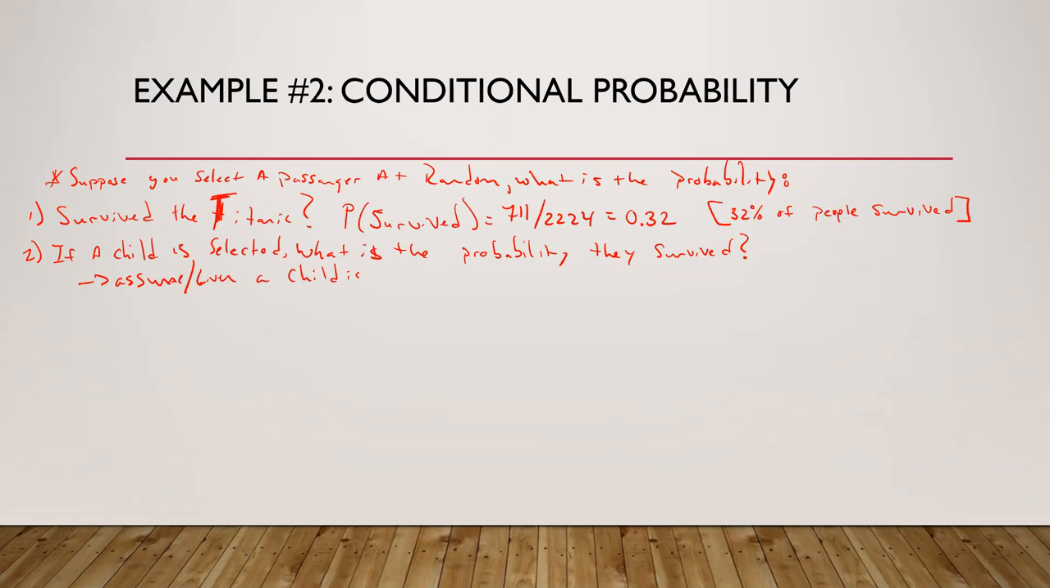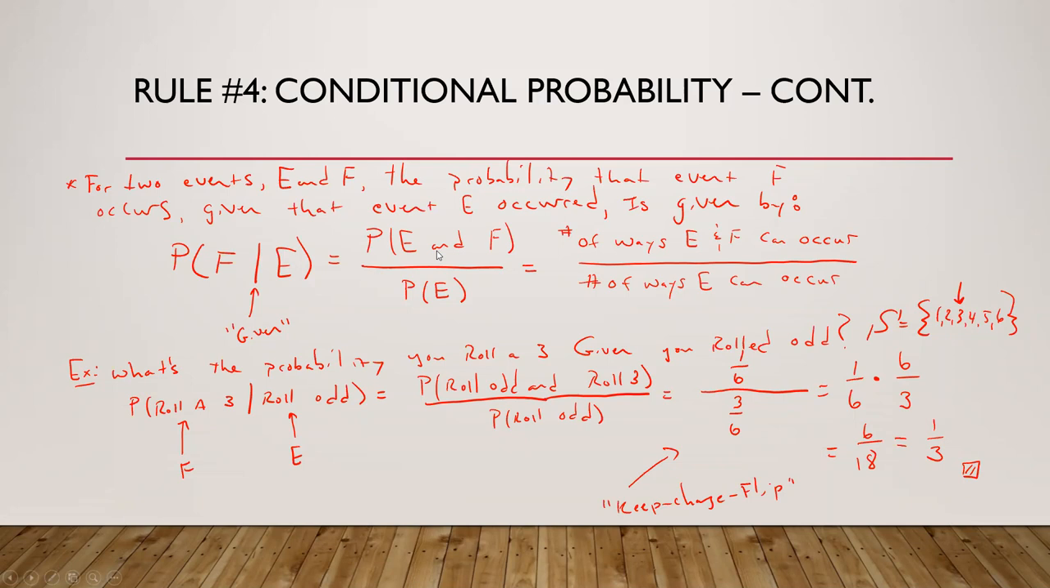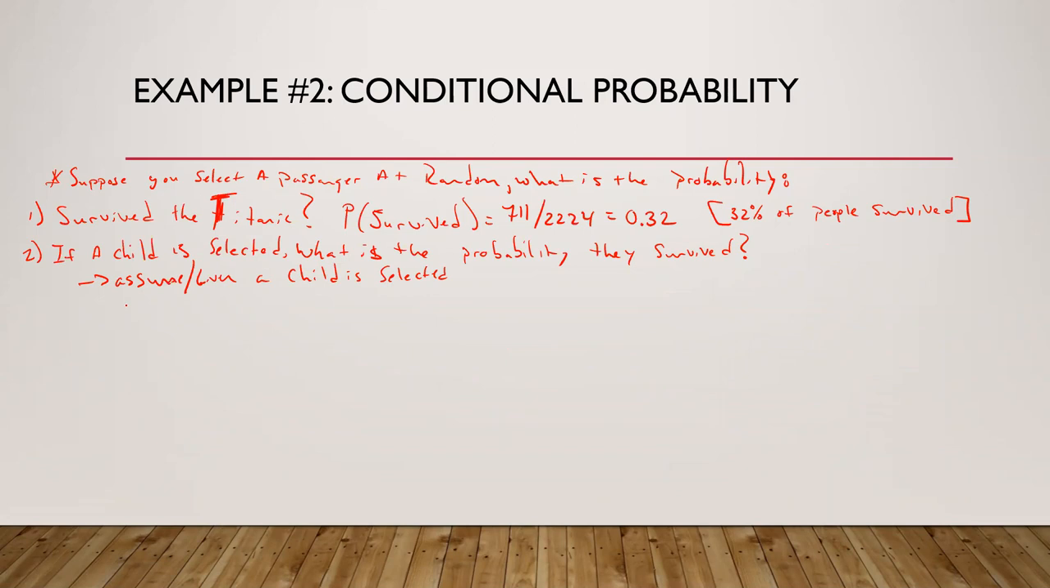So when you have this given or an assumption here, you're just going to use this conditional probability. I'm actually going to write this formula out so we can see what's going on here. What's the probability they survived given they were a child? If you look in the chat, Tora has 57 out of 109. I'm just going to write out how she got this.